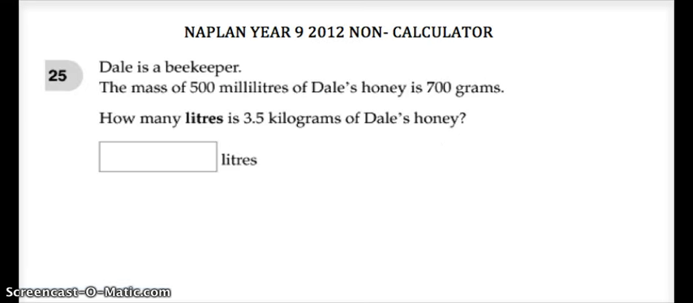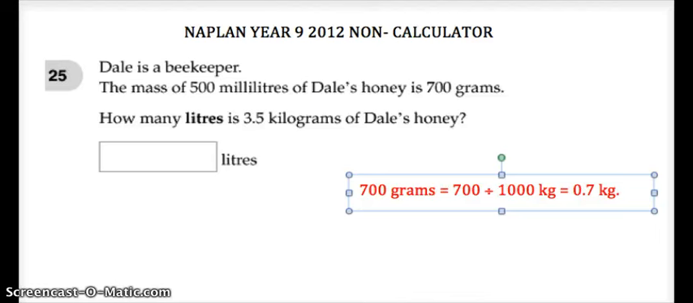Okay, this is question 25 of the 2012 non-calculator paper. Dale is a beekeeper. The mass of 500 millilitres of Dale's honey is 700 grams. How many litres is 3.5 kilograms of Dale's honey? Pause the video and attempt the question.